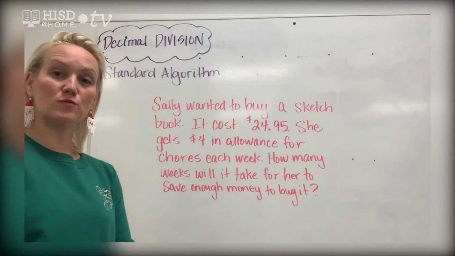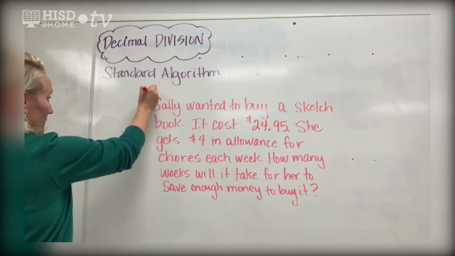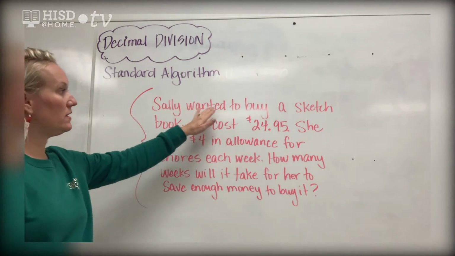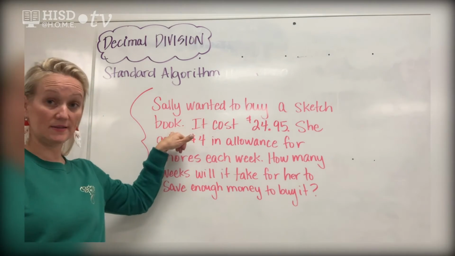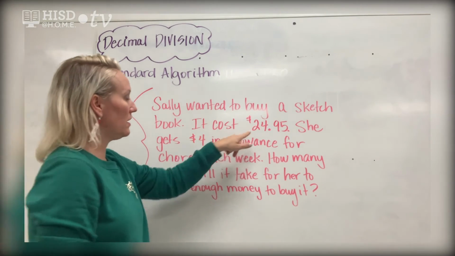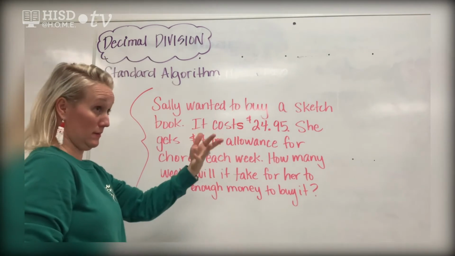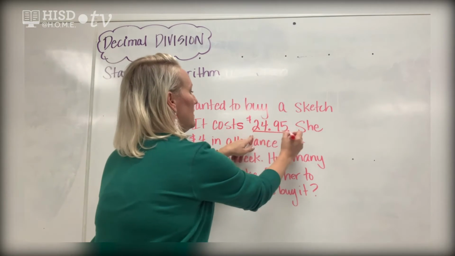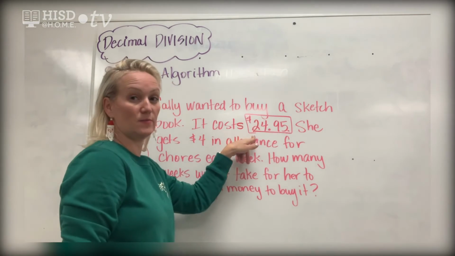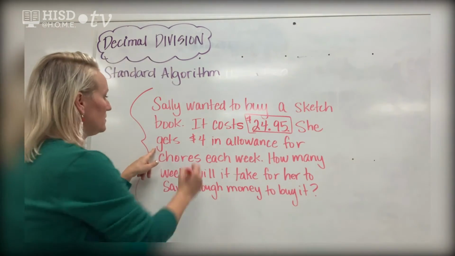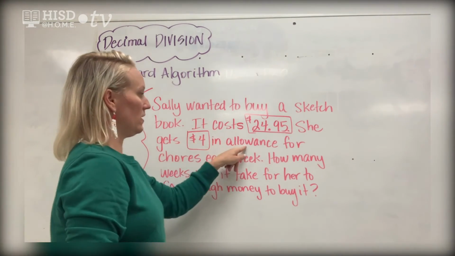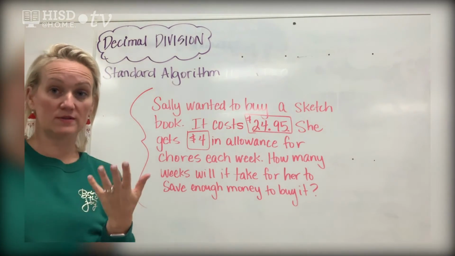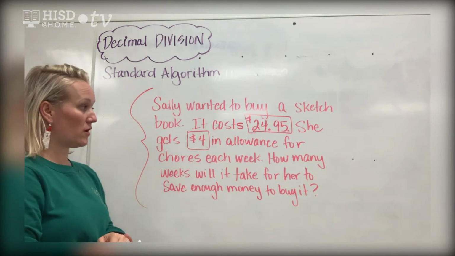So, we just wrote down an example. Okay, let's read it again. Sally wanted to buy a sketchbook, so she's buying something. It costs, right now because she hasn't paid for it yet, $24.95. So I can box that. That sounds important, right? She gets $4 in allowance for chores each week. So every week that she helps her family with some important chores around the house, she gets $4.